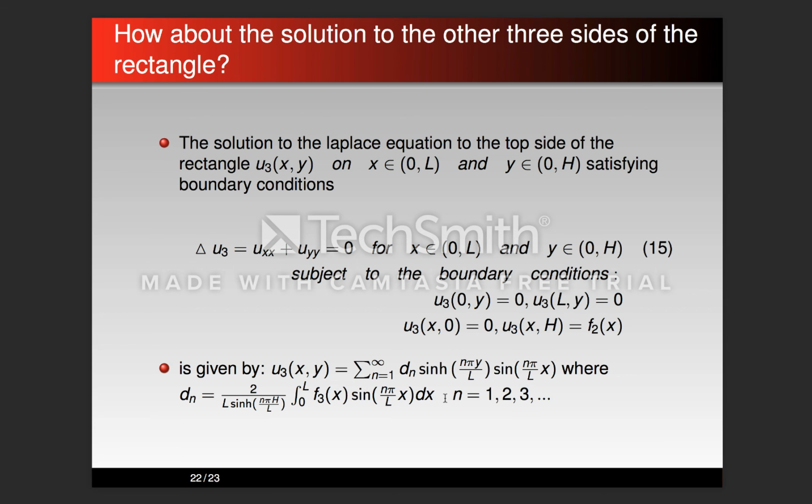So if we add all these solutions on each side of the rectangle, then we'll get the final solution for the whole rectangle problem. So this is how we compute or find the solution to the Laplace equation for a rectangle problem using the separation of variables and the principle of superposition.